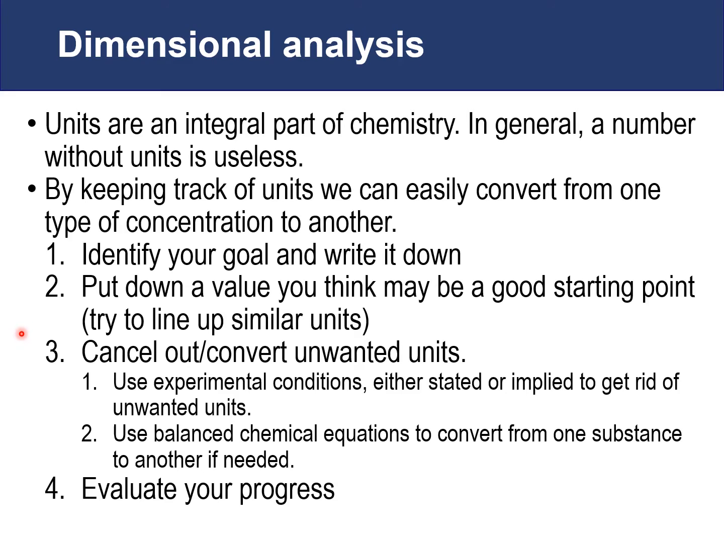You will then cancel out or convert unwanted units. Often you can use experimental conditions, either stated or implied, to get rid of unwanted units. You can also use balanced chemical equations to convert from one substance to another if needed. As you go step by step, doing your conversions, you need to evaluate your progress to make sure that you are progressing toward your end goal.